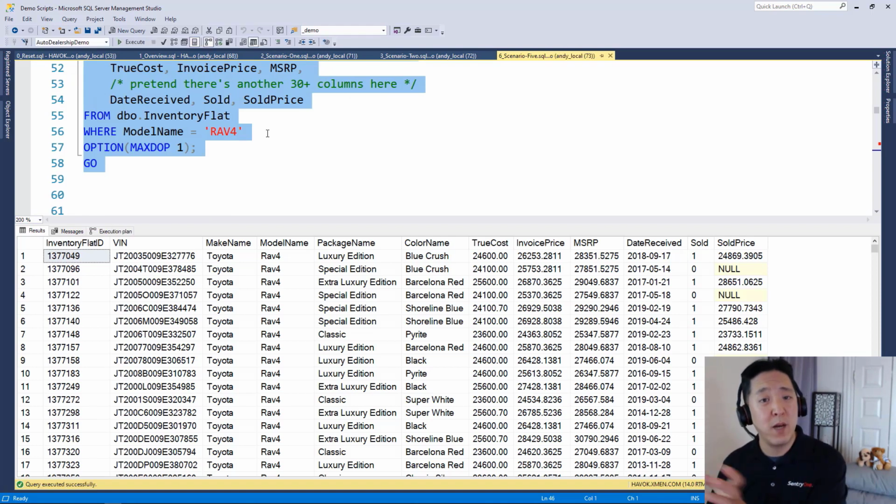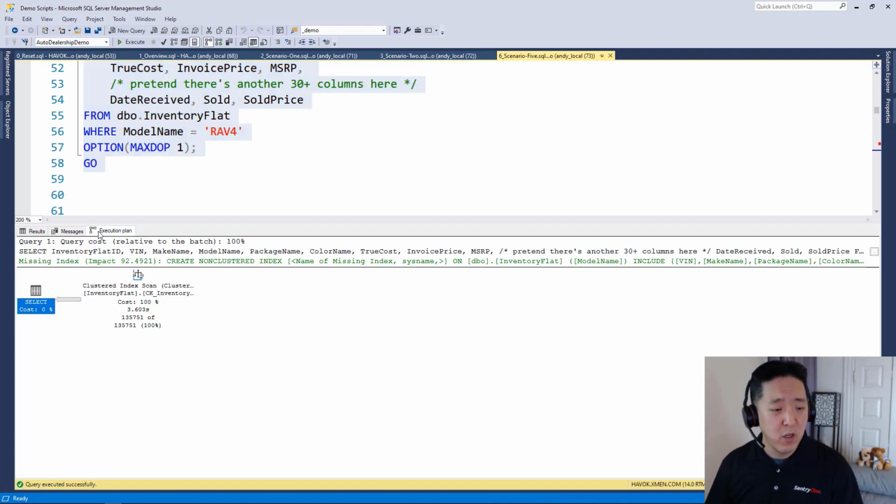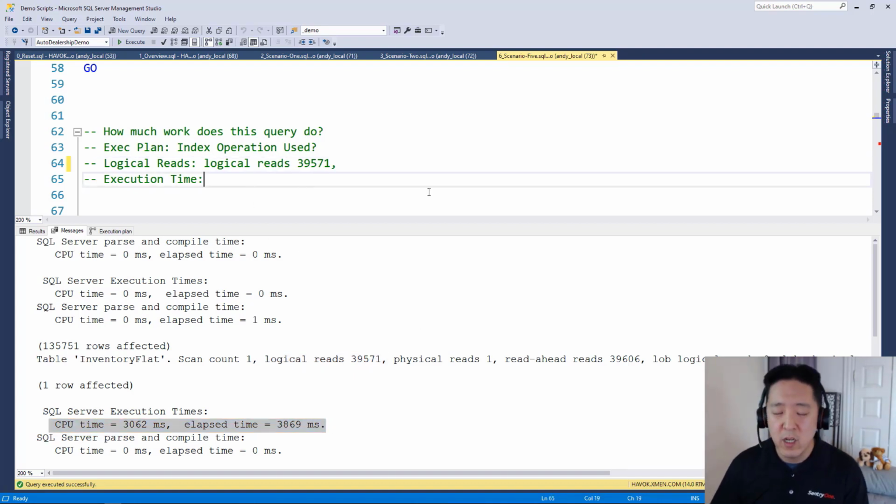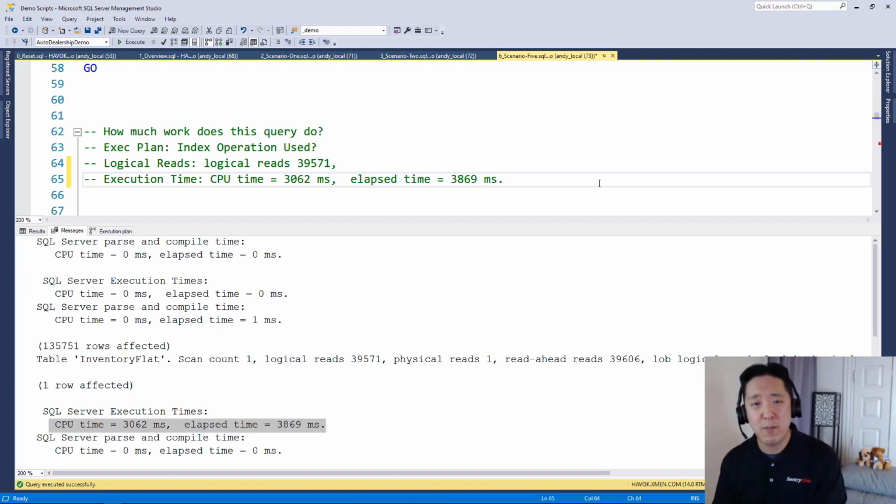So remember, all of the different models have approximately the same number of records, give or take a small percentage variance. So inside the execution plan, we do a full clustered index scan. So we go through the entire table. And if I look at the logical reads, we did just short of 40,000 logical reads, so 39,500, and my statistics time information is showing me that we did 3,800 milliseconds, that was the total elapsed time for this particular query. Okay, so this is my baseline.